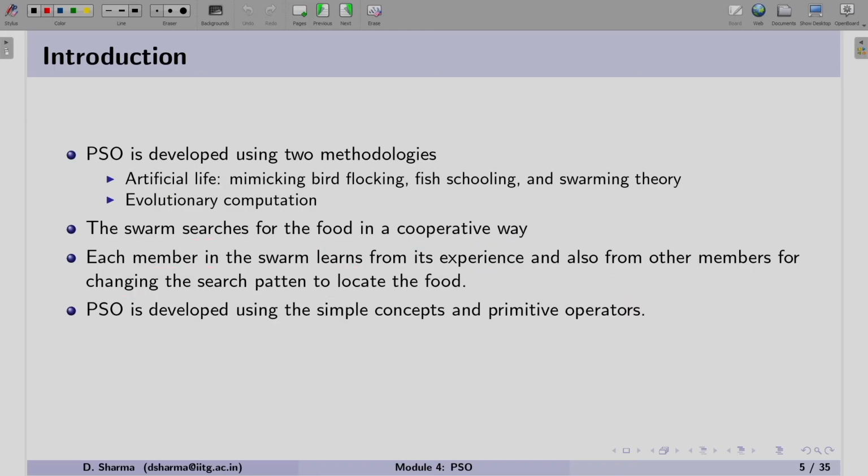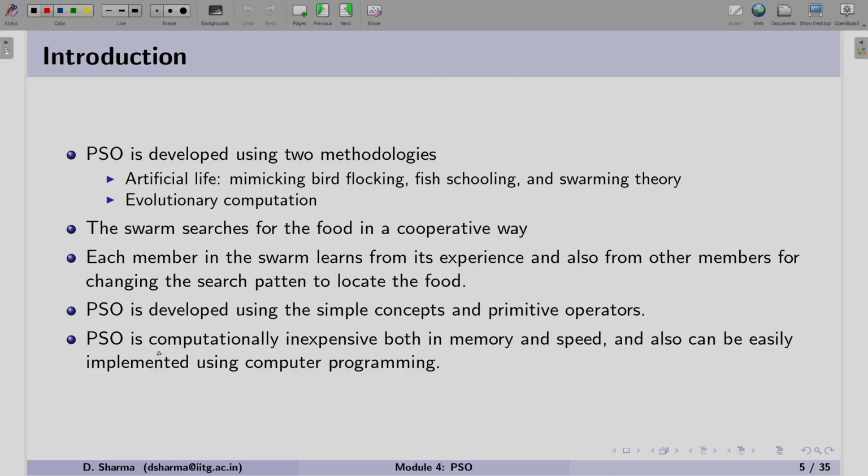Now, as it is mentioned in the original paper, PSO is developed using simple concepts and primitive operators. When we discuss the distinct features of PSO, we can see concepts such as adding two vectors or subtracting two vectors. Those simple concepts are borrowed, and when we implement them as an operator, say for variation, the implementation is simple because it involves vector operations.